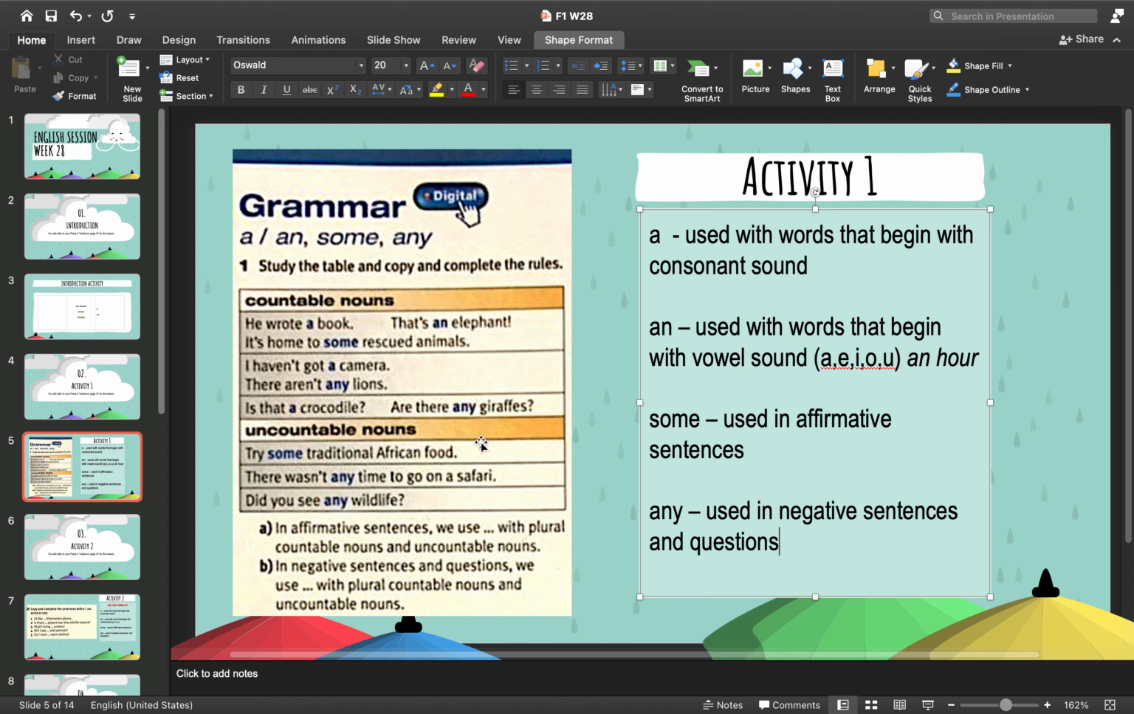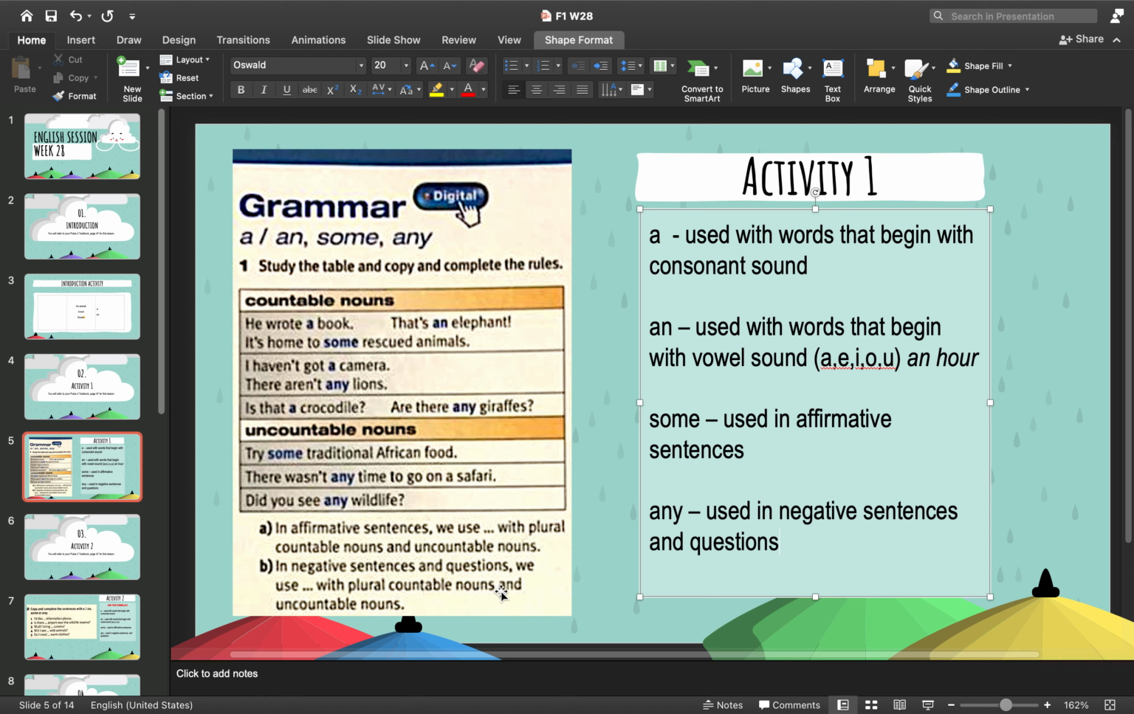Okay, so for example here, are there any giraffes? Ada zirafah tak kat situ? Okay, it's a question. There's another example here. Did you see any wildlife? Ada tak wildlife? Okay. Alright, so I hope that's clear for you. Kita pakai untuk apa? Sini teacher dah tulis, dah terangkan tadi.